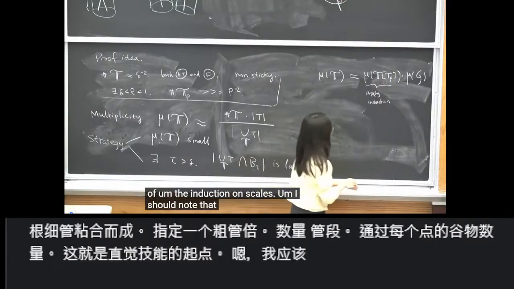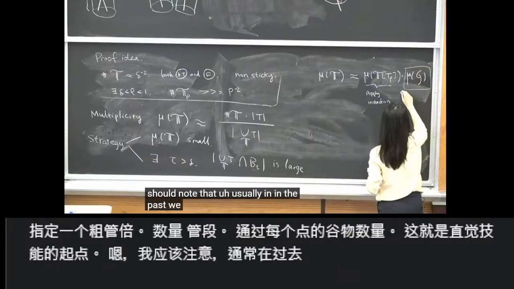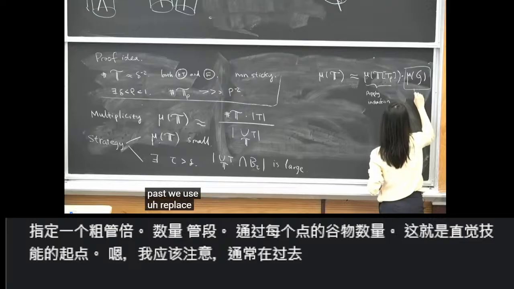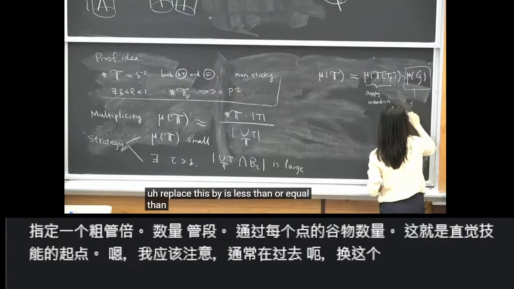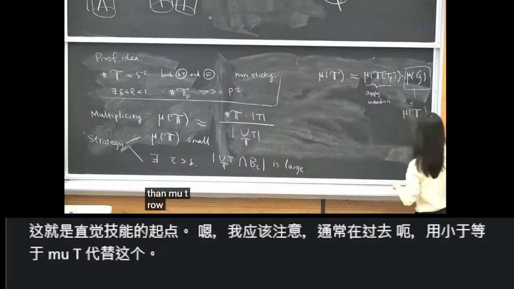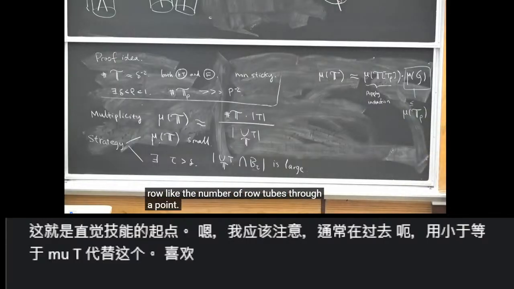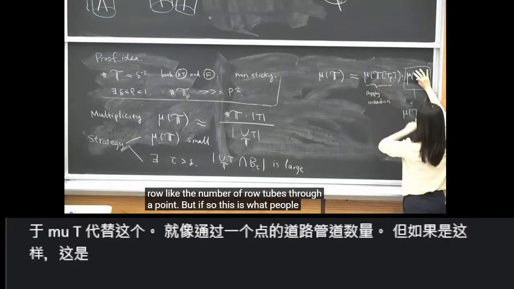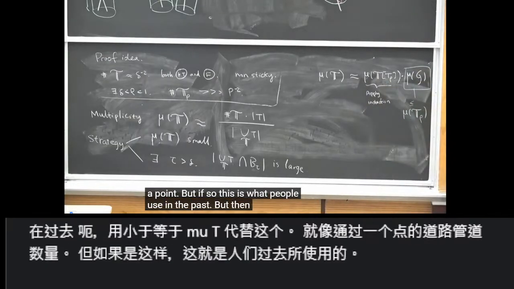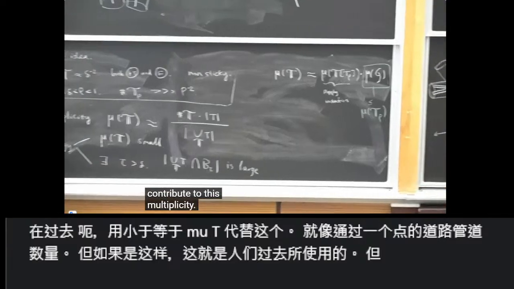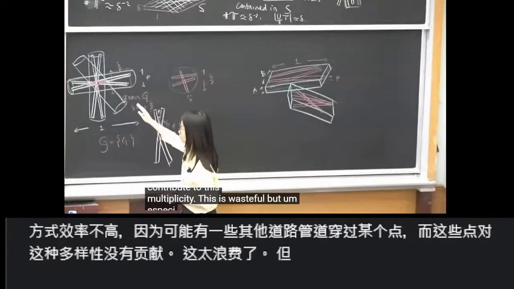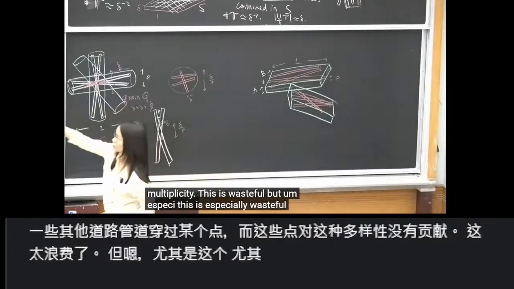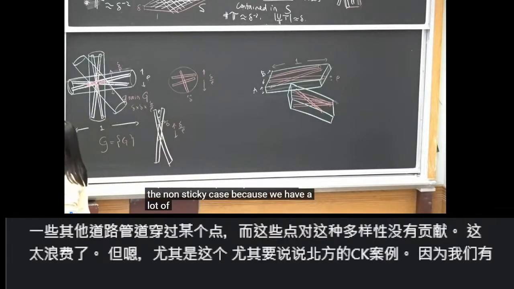I should note that usually in the past people replace this by something less than or equal to mu of T rho, like the number of rho tubes through a point. This is what people used in the past. But this way is not efficient because there might be some other rho tubes passing through a point that do not contribute to this multiplicity. This is wasteful, and especially wasteful in the non-sticky case because we have a lot of rho tubes.